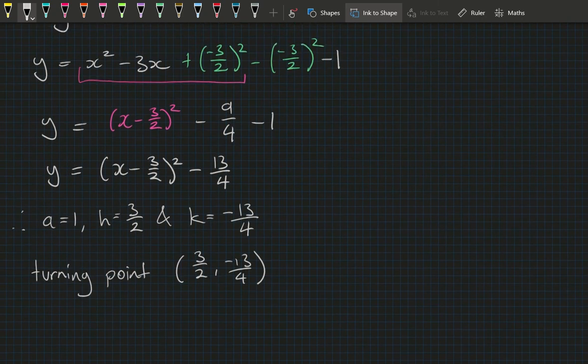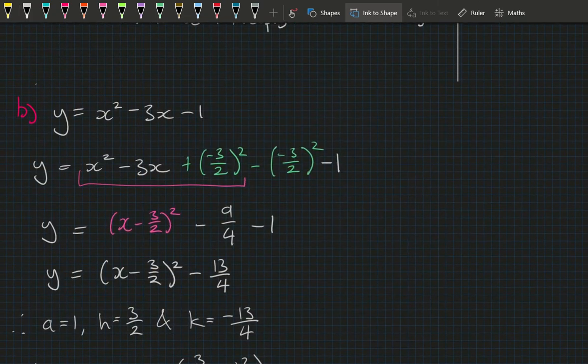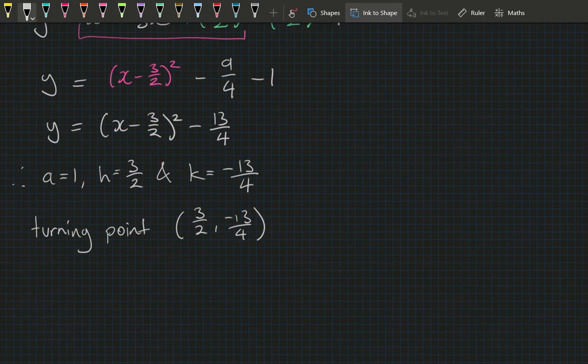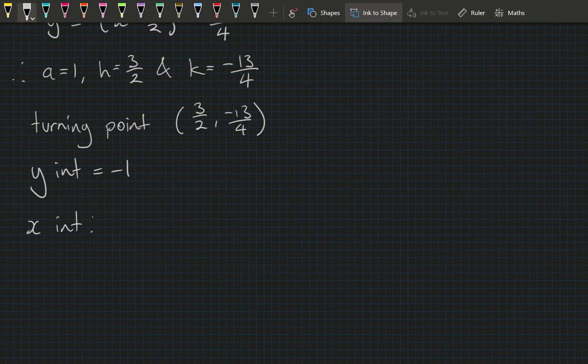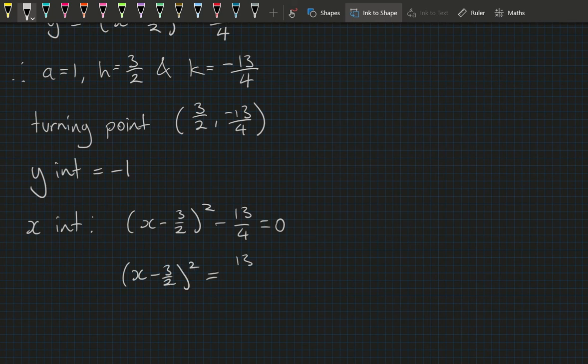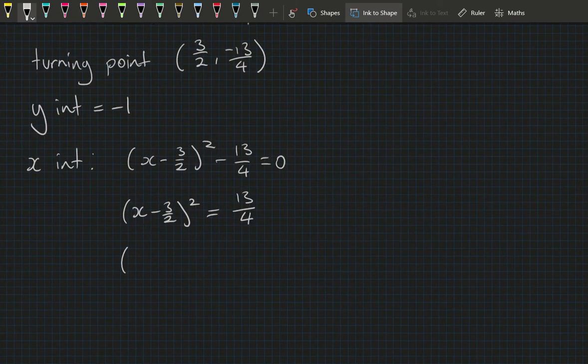And looking at the original equation, we can see that c is minus 1. So therefore, our y-intercept is just going to be minus 1. So here comes the fun part, where we work out the x-intercepts, which is just where y is equal to 0. So I've just rearranged that equation and written 0 for y. The next step is adding 13/4 to both sides, and then we take the square root of both sides, not forgetting that we have a minus and plus version.